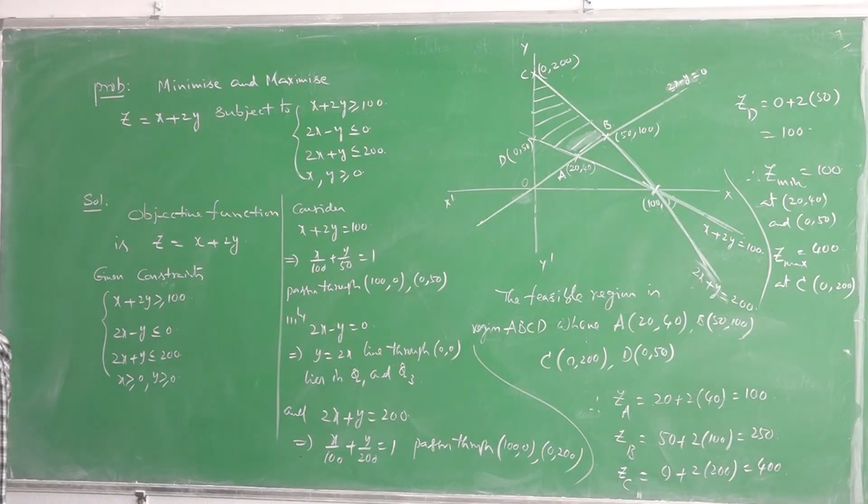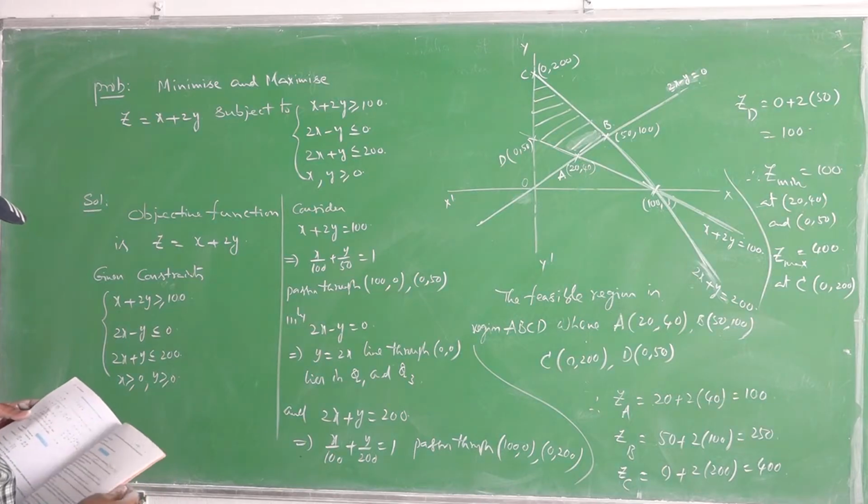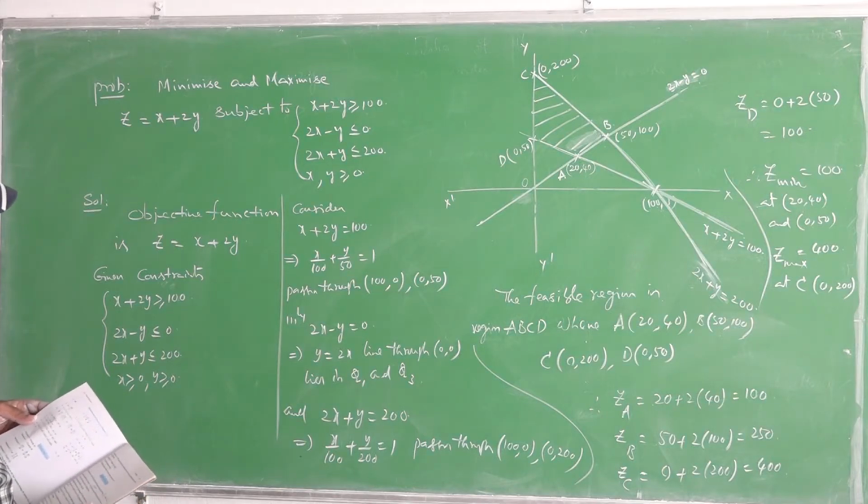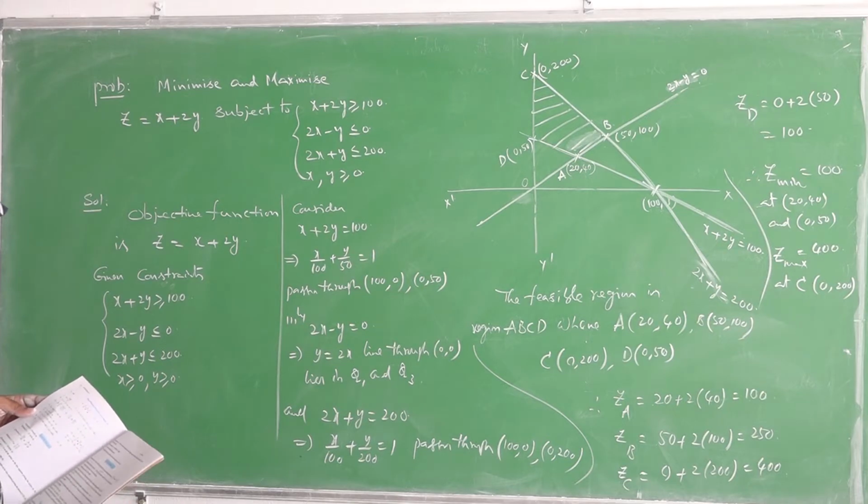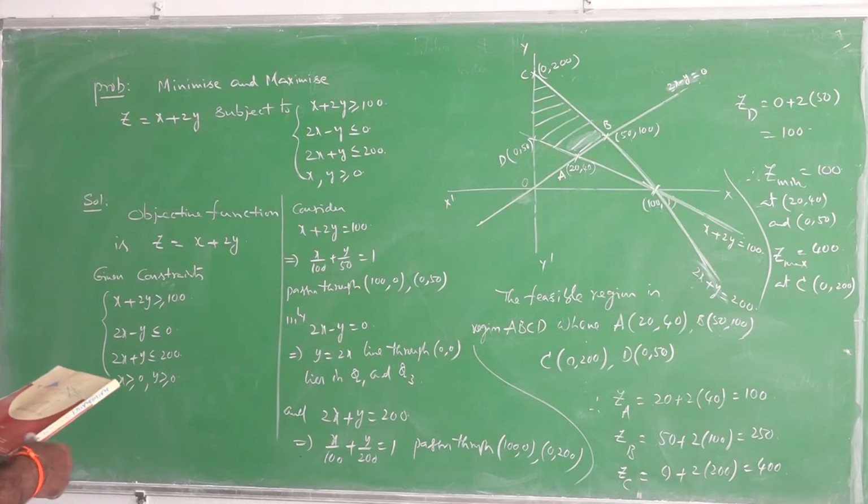So the minimum and maximum of the objective function exist here. The minimum is 100, attained at two points, (0, 50) and (20, 40). Maximum is 400, attained at (0, 200). So that should be observed here. This condition is more important.